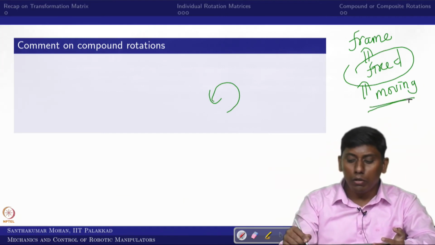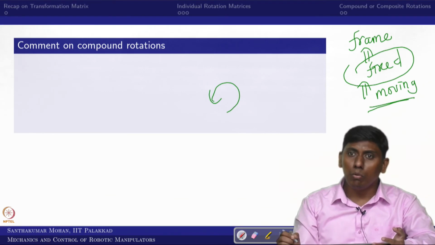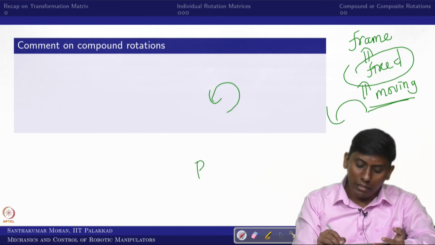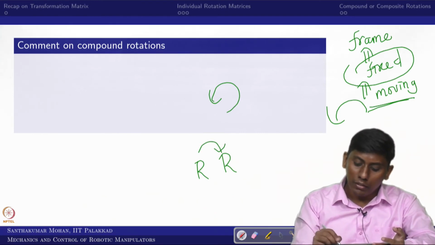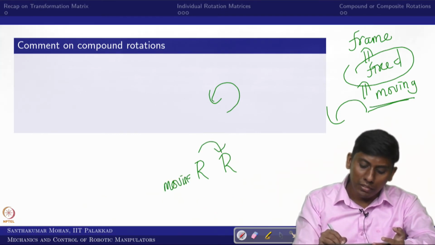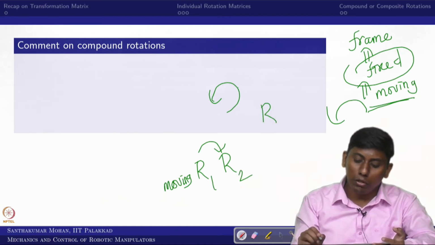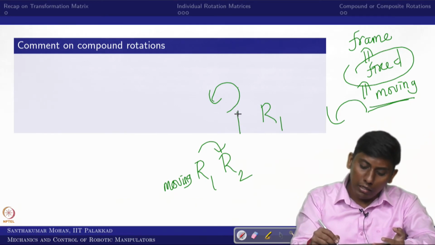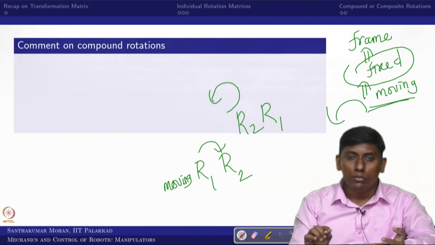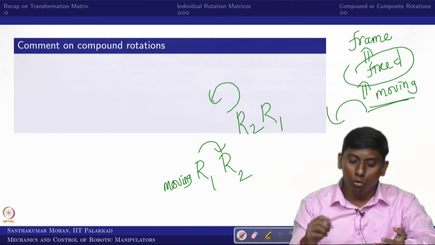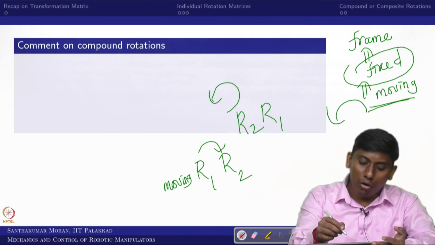However, if you are using the mobile frame, you have to rotate by post-multiplying. If you have a moving frame, then you already have one rotation, and you have another, then this is post-multiply. So this is with respect to the moving frame, R1 and R2, whereas if you are using a fixed frame, R1 and R2 are pre-multiplied. I will show you this in one slide, then you will get the idea.